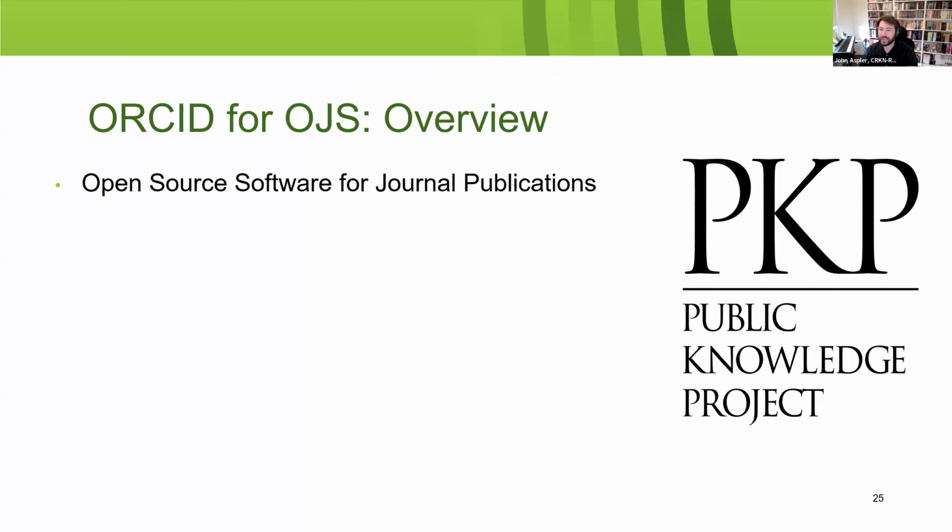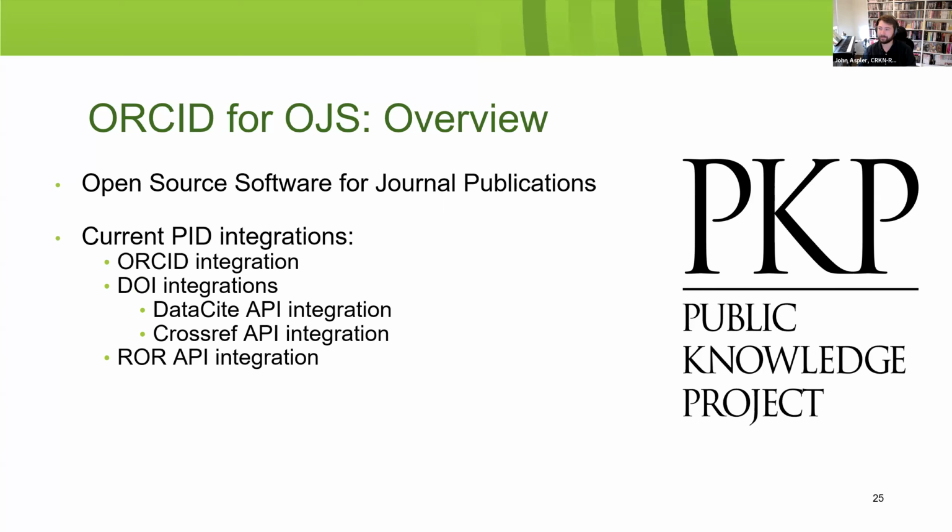So yeah, OJS is, of course, an open source software for journal publications. And I should say that it's actually the most widely used open source journal publishing platform in the world. I believe they have something like 44,000 or over 40,000 journals in use globally. Basically since 1998 or 2002, depending on where you imagine PKP's beginnings were. So yeah, it's been about 25 years since this all started.